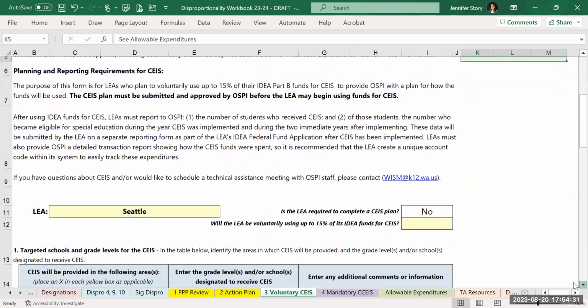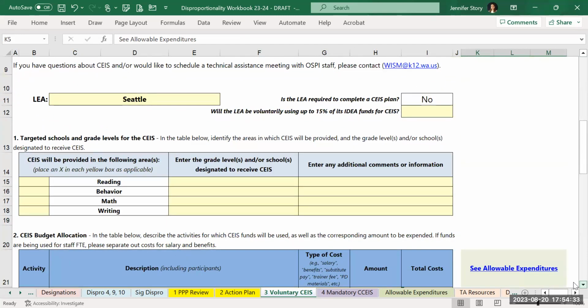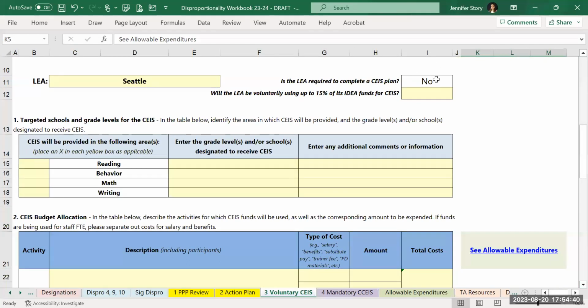Before you start implementing CEIS, you need to have your plan submitted to OSPI and approved. It's not a very lengthy plan. You're just going to be letting us know, are you going to use up to 15%? You need to tell us what areas you're going to be doing CEIS related to. What are your interventions? What is your professional development? What additional supports are you providing to your students in what areas? If you're working on specific grade levels or specific schools, you would identify those here. And then any additional comments or information you would like us to know.